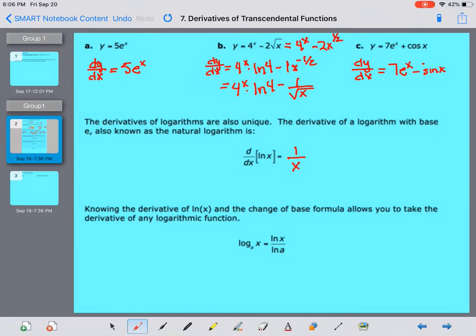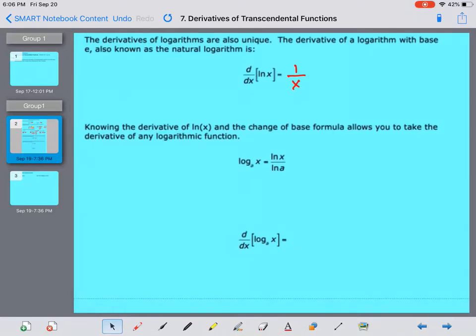Now remember, the natural logarithm is a special logarithm that always has a base of e, the number e. And then we have the log, which can have a base of anything we want, any numerical value. Okay. So if we use that idea of 1 over x and the change of base formula, we can actually figure out what the derivative of log base a of x is.